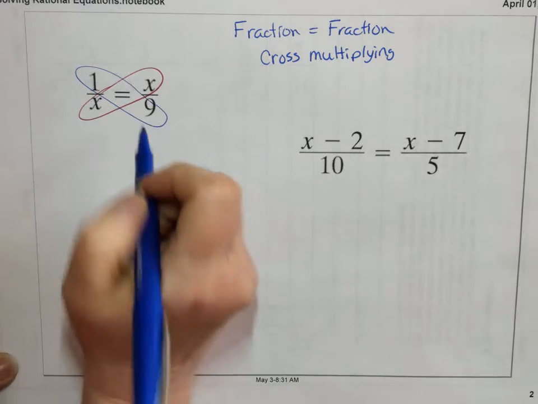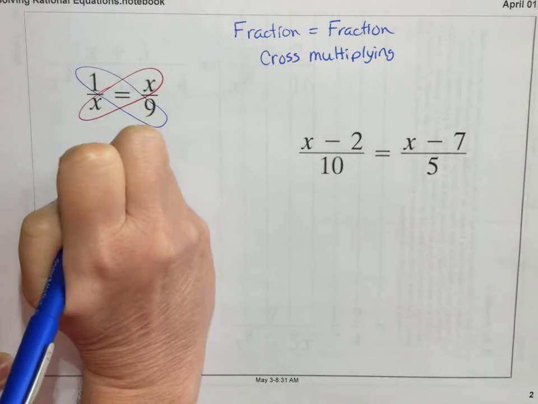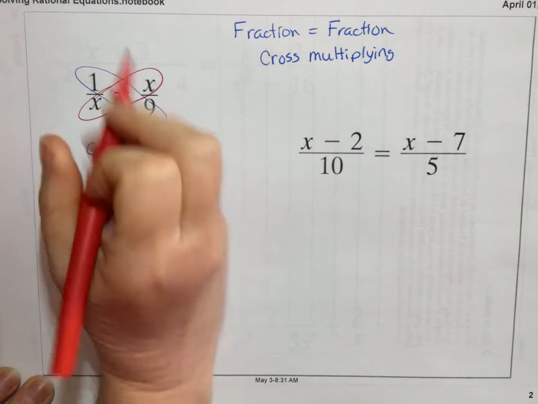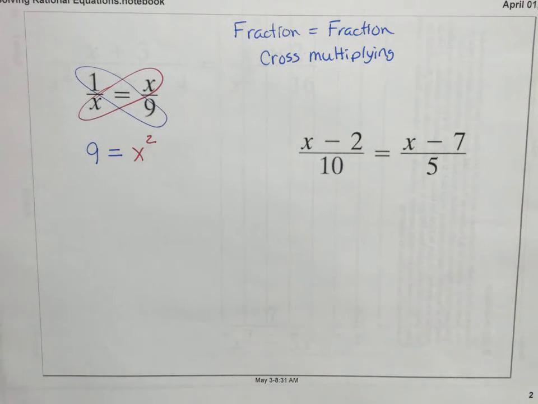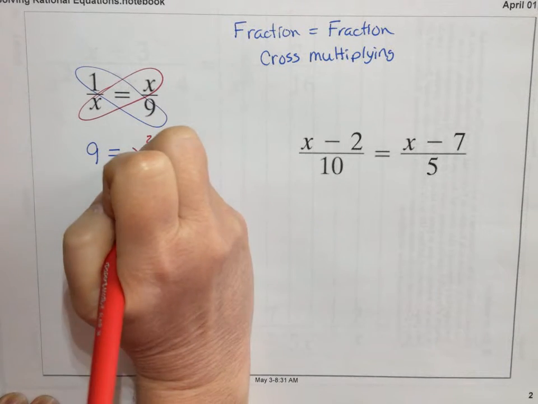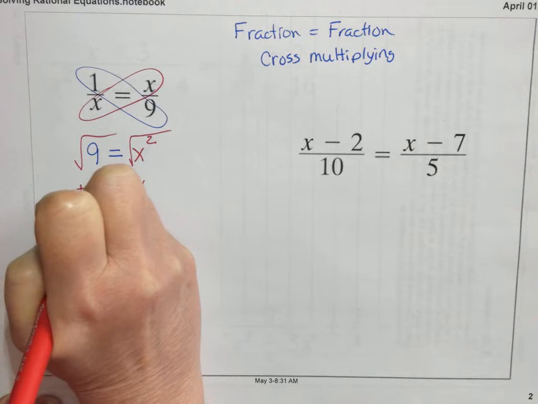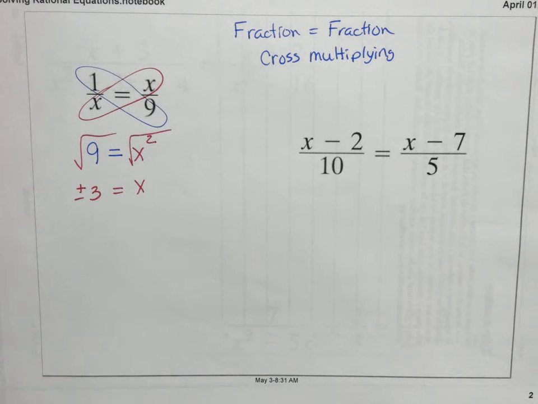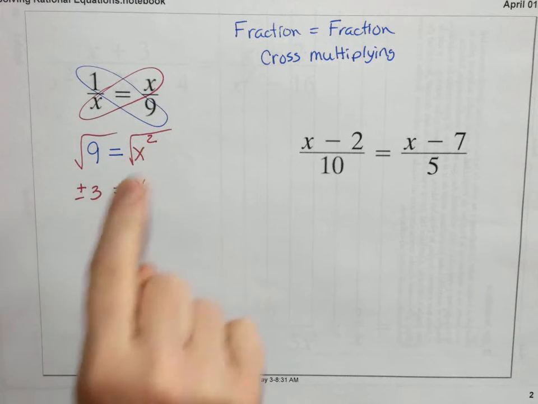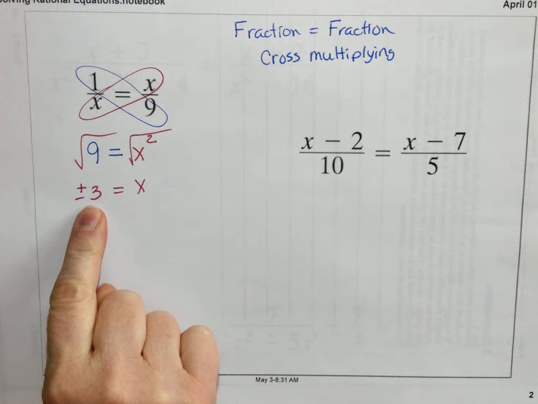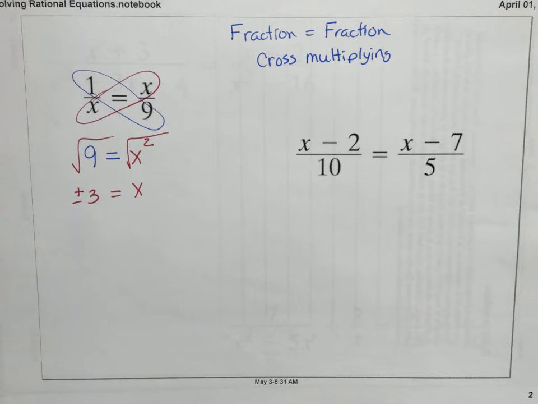So when we do that, we get 1 times 9, which is 9, is equal to x times x, which is x squared, and we all know how to solve that because we've been doing that for weeks now. We take the square root of both sides and we get x is equal to plus or minus 3. Why do I have to have a plus or minus? Because I'm solving an equation that has a squared term in it, which means that according to the rules of algebra, I have to have two solutions, and there they are, plus and minus 3. Okay, that one's not so bad.